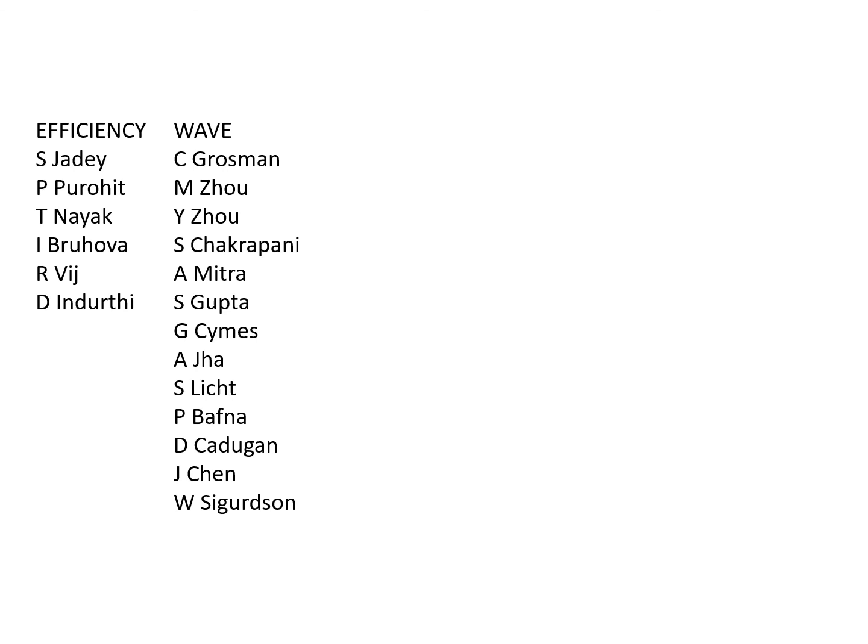The conformational wave took up the bulk of the middle of my career. It started with Claudio Grossman when we started to build the map of phi values. But Ming Zhou and Claudio were on the initial paper. Yu Zhou worked out the model, the linear model relating it to phi values, and all these other people, Sudha Chakrapani, Alanya Mitra, Shweta Gupta, Giselle Simis, Archana Jha, Stuart Lick, Pallavi Vapna, Dave Kadugan, Jian Chen, and Wayne Sigurdson all were involved in some aspect of measuring the binding and gating constants that led to the wave.